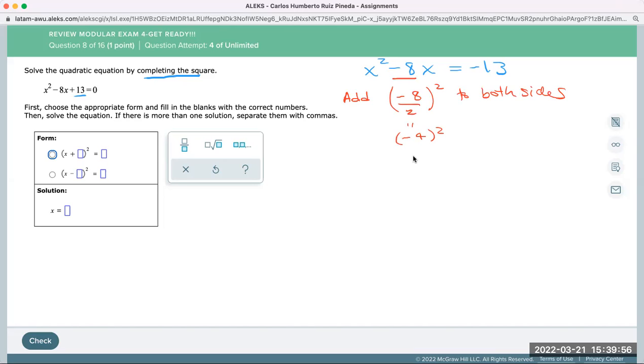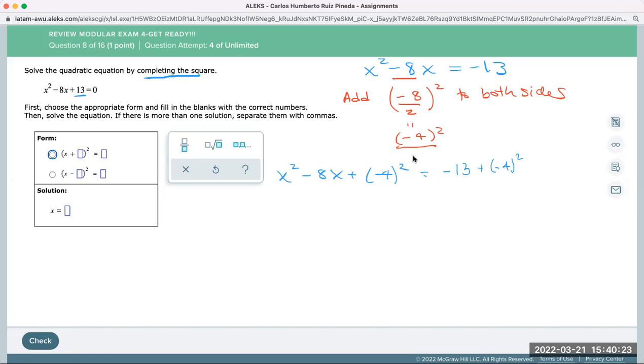Now, it's important that on the left side, you leave it like this with a parenthesis, and you'll see why. So we have x squared minus 8x plus negative 4 squared. And then negative 13 plus negative 4 squared. I have added to both sides this term.